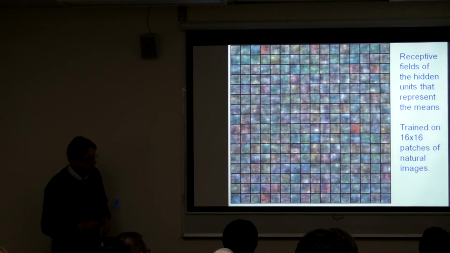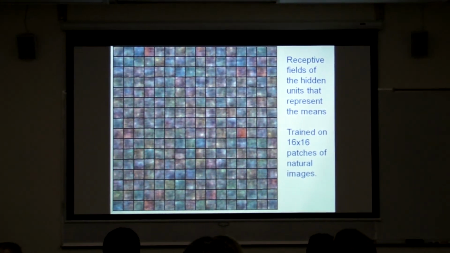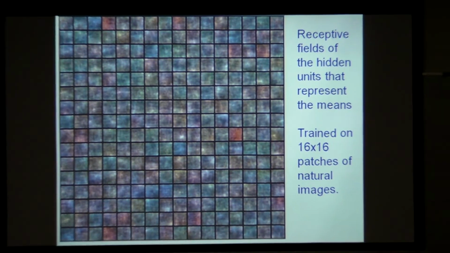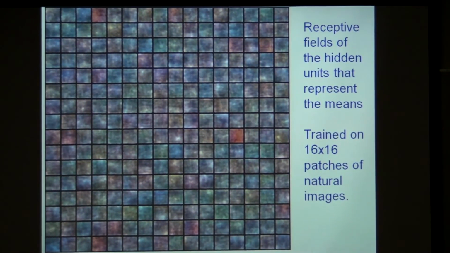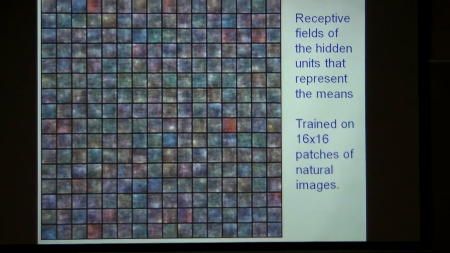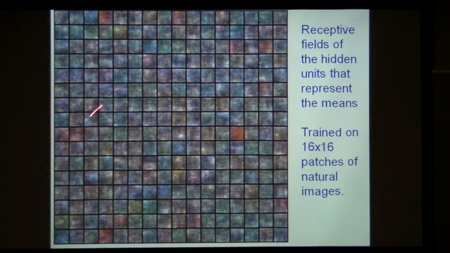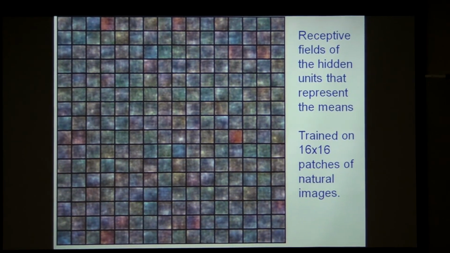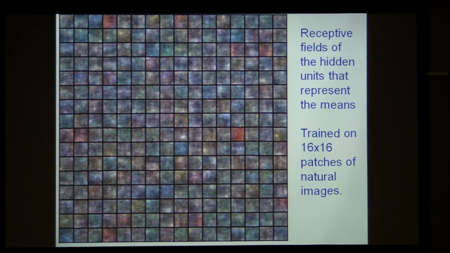If you look at the receptive fields of the hidden units representing means, they're sort of blurry, cloudy things. There's no sharp edges. And basically, if you take a subset of these, sort of 50 of these guys, you can model any sort of pattern of intensity over the image you like, as long as it's smooth. You won't get any sharp edges. So it's quite good at modeling the colours of regions by picking the right subset here.